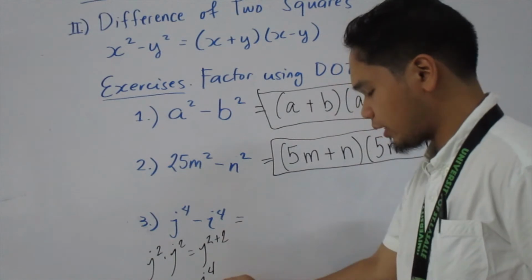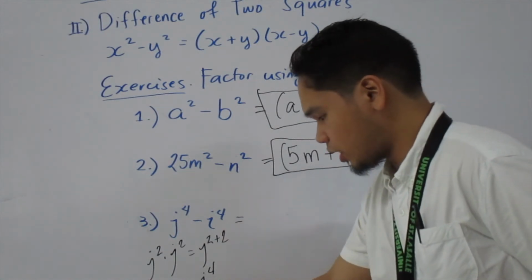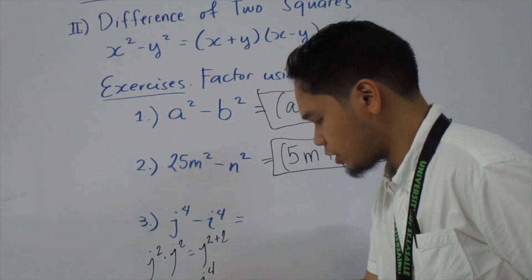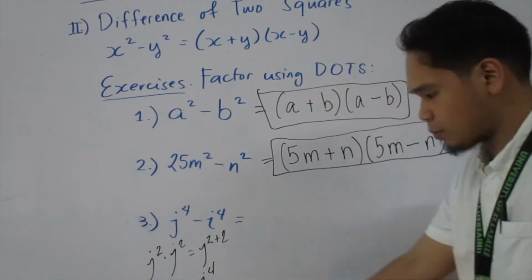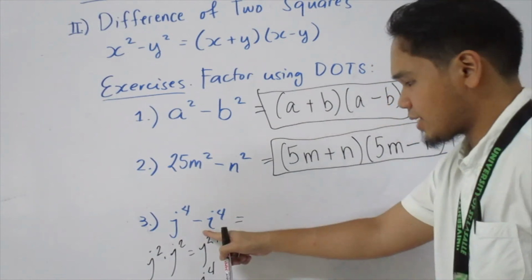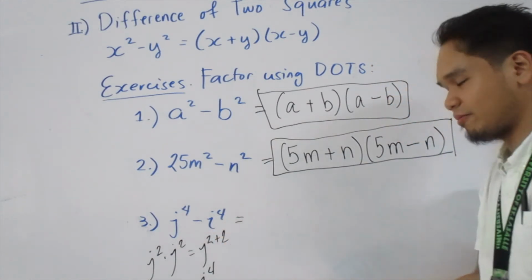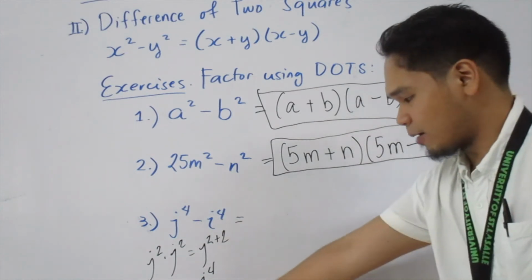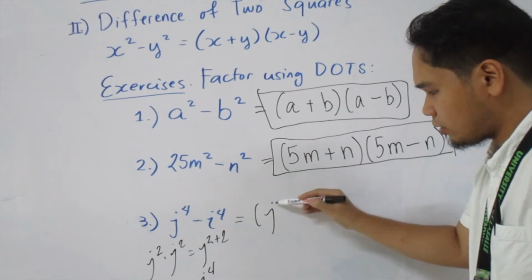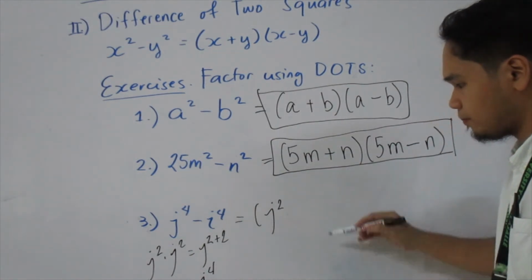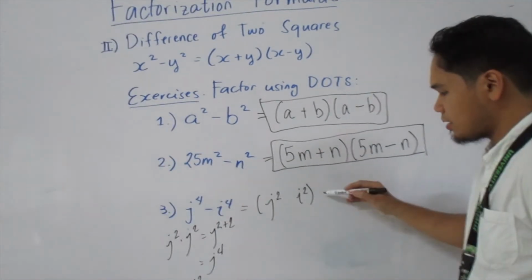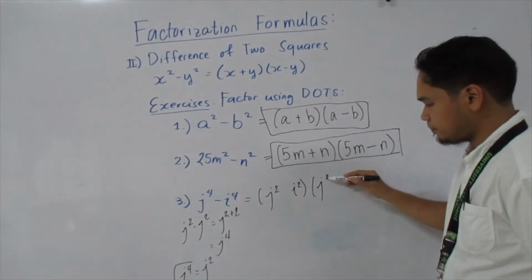So therefore, if we're going to get the square root of j to the 4th, that will give you j squared. The absolute positive square root of j to the 4th is j squared. Same as i to the 4th, that is i squared. That is their absolute positive square root. So what we'll have is j squared here, and then we have i squared. Okay, so we'll do this on the other term.